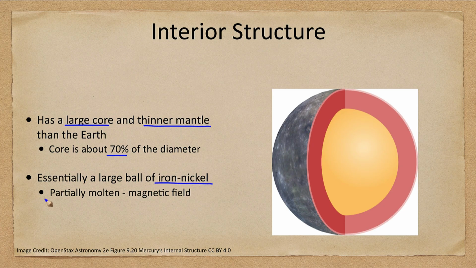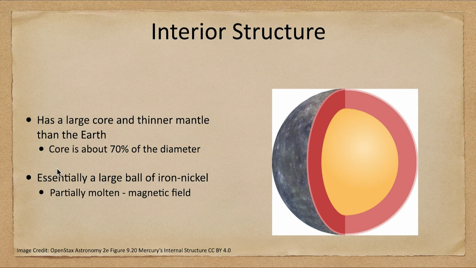Now we also know that it is partially molten. How do we know this? Well, Mercury has a weak magnetic field, so not a powerful magnetic field like Earth. However, it does have some magnetic field, meaning that part of this core in the central part must be molten to generate that magnetic field.